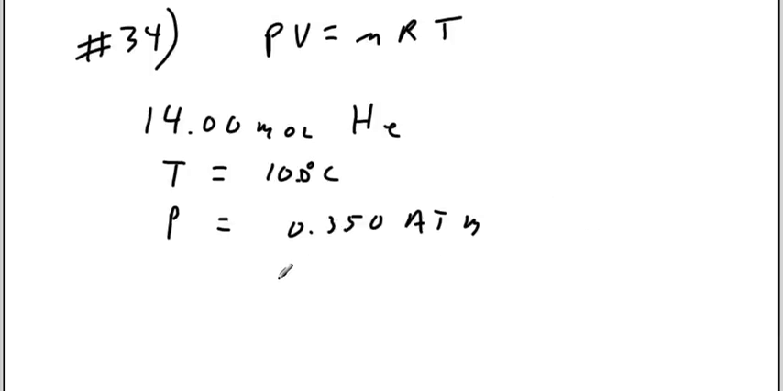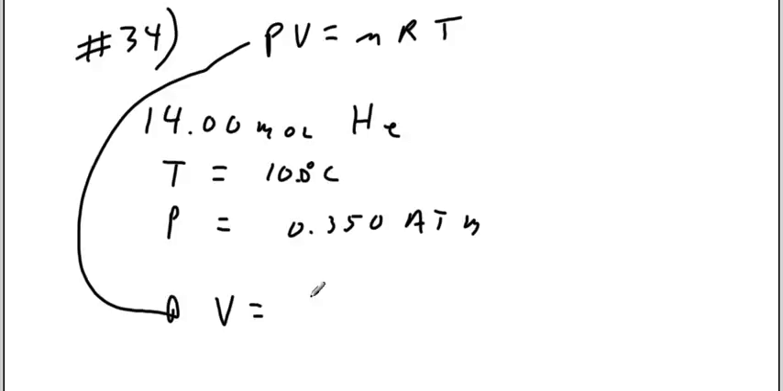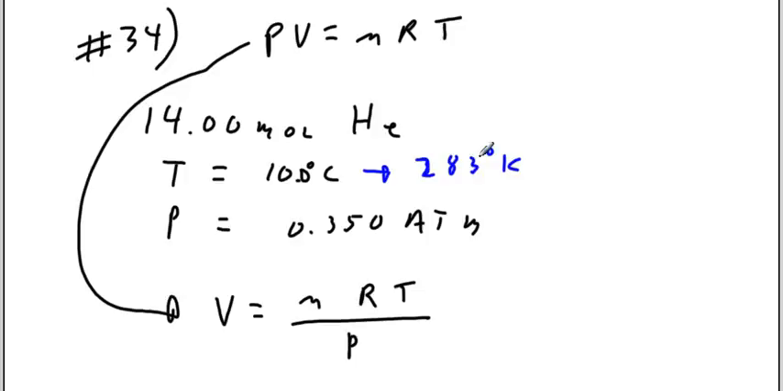We'll worry about the A part of the problem first, and we'll take our PV equals nRT equation and change it to the volume is equal to nRT divided by P. And first thing we'll note is that if I'm not in Kelvin, I'm going to get the wrong answer. So this is 283 degrees Kelvin I have to put into the problem.